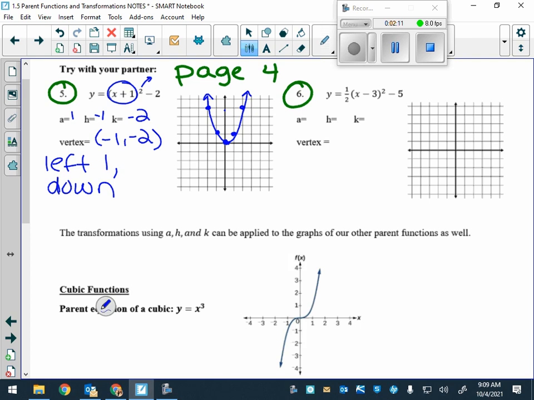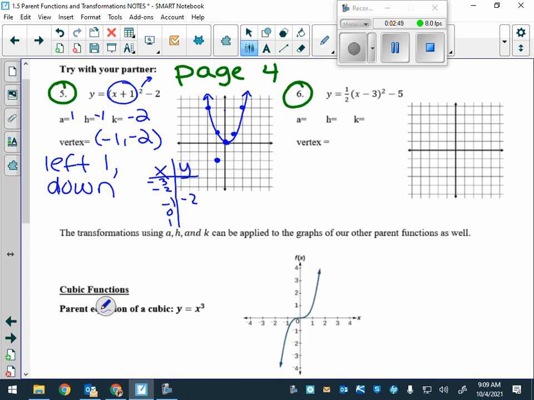The other trick is if you want to use the table of values, you put your vertex in the middle. -1, -2 is here. Then I would choose values 2 below and 2 above. All I would have to find is -3 and -2, because then I'll know 0 and 1, because it's symmetrical on either side. So if you use the table of values, vertex in the middle, and you could do 0 and 1, you will also know -3 and -2.